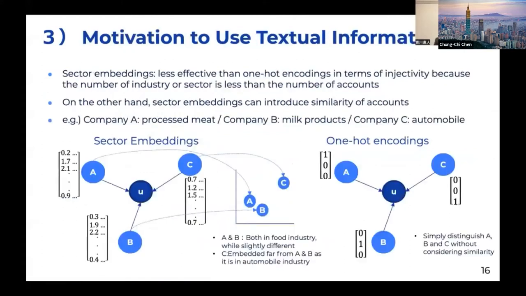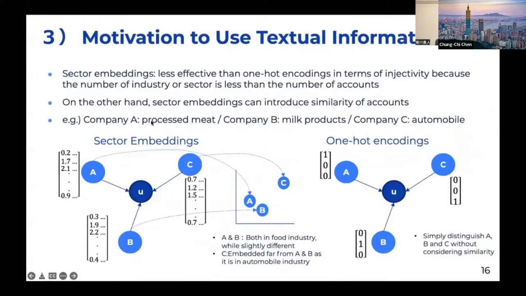So this is a discussion about the motivation to use the textual information. So we use the sector embeddings as node features. Indeed, this is less effective than one-hot encodings in terms of injectivity, because the number of industries or sectors is less than the number of accounts. On the other hand, sector embeddings can introduce the similarity of accounts.